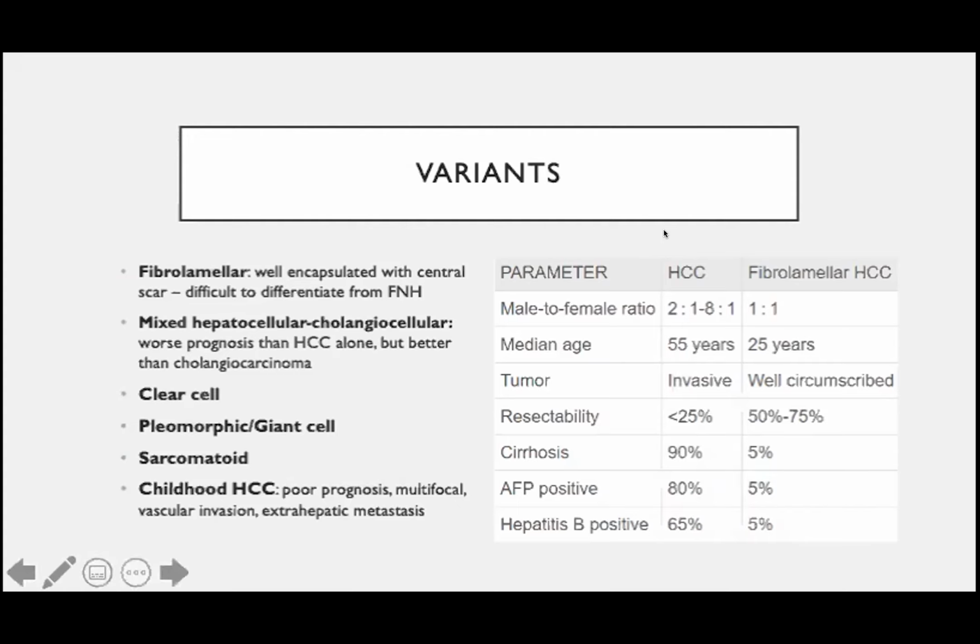So looking at the HCC versus the fibrolamellar, which is the one that's difficult to differentiate from FNH. HCC is more common in older patients, whereas fibrolamellar is more common in younger patients. HCC is normally invasive, while fibrolamellar is well circumscribed. HCC is less often resectable than fibrolamellar. HCC is more often associated with cirrhosis, positive AFP, and Hep B.